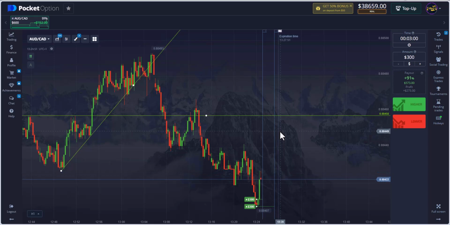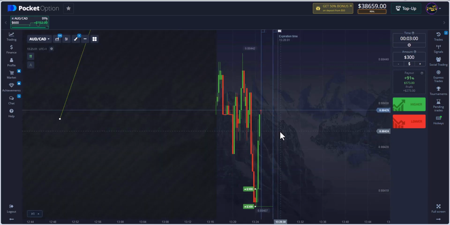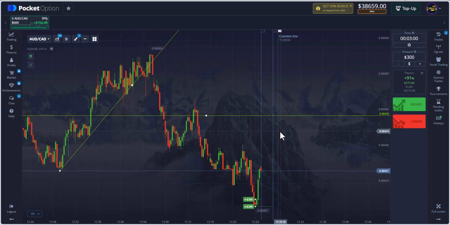Binary options trading may seem like a roller coaster ride, but with the right approach, it can become your ticket to financial freedom. Remember, it's all about making informed decisions, managing risks, and keeping emotions in check.